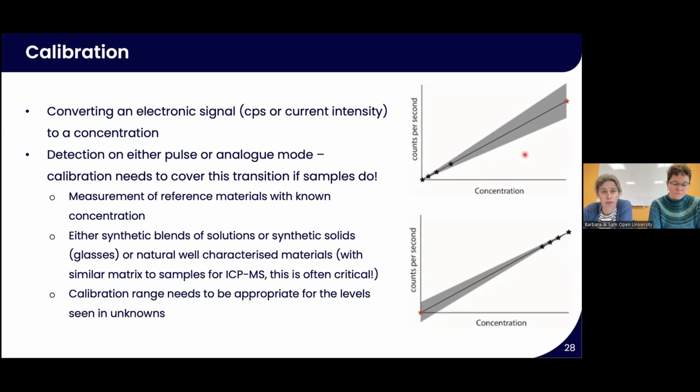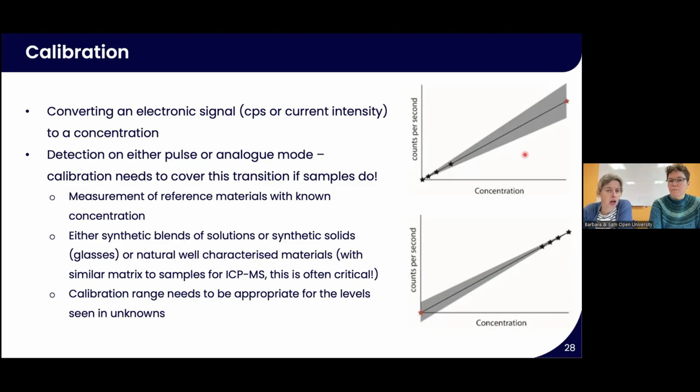And we run these at the beginning of a sample analysis. And so we know the concentration of these, and so we can create a calibration graph for each element that we're looking at, where we draw a line between the counts per second and the concentration. And then the counts per second that we get for our unknowns can then be converted into a concentration.